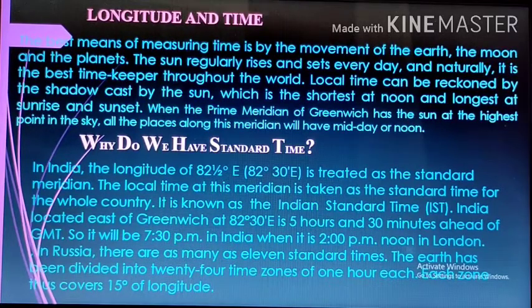Some countries have a greater longitudinal extent, and so they have adopted more than one standard time. For example, Russia and USA. The Earth has been divided into 24 time zones of 1 hour each. Each zone thus covers 15 degrees of longitude.